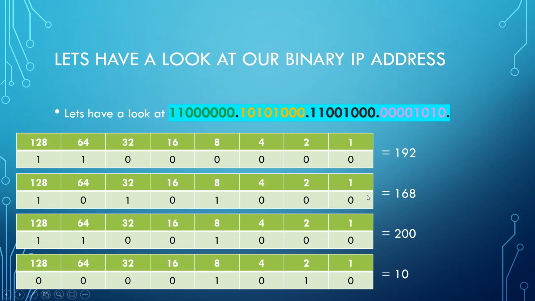And the same with the second octet. Wherever there's a 1, I'm going to add those numbers together. So 128 plus 32 plus 8 gives me my decimal equivalent, which is 168.